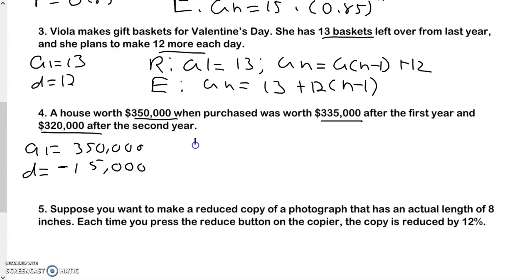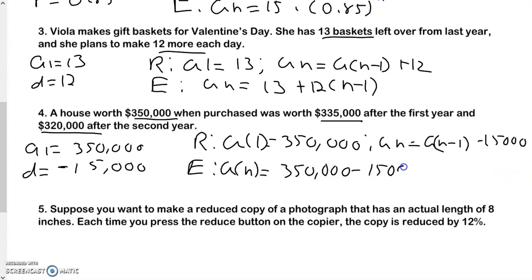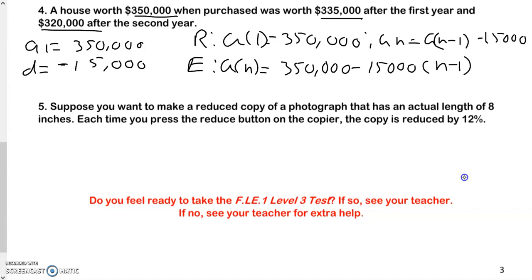15,000. So I'm going to do the recursive formula, which would be a of 1. And then I'm going to do a of n equals a of n minus 1 minus. And then finally, the explicit formula would be a of n equals 350,000. Just a lot of zeros on this one. And make that into more like a distributive property.